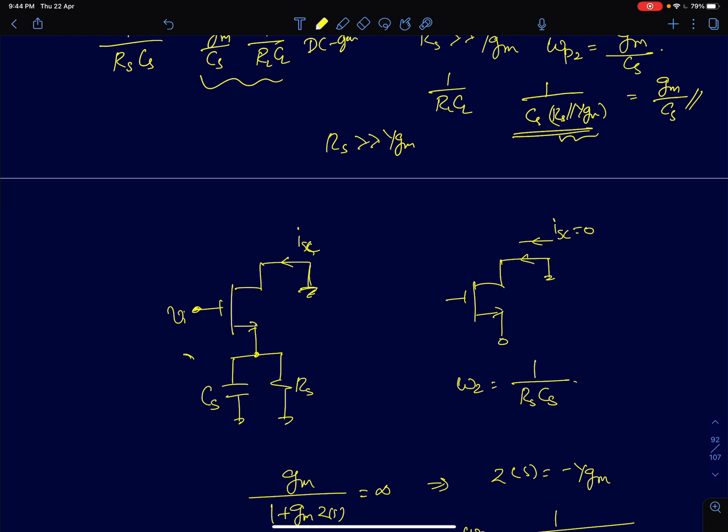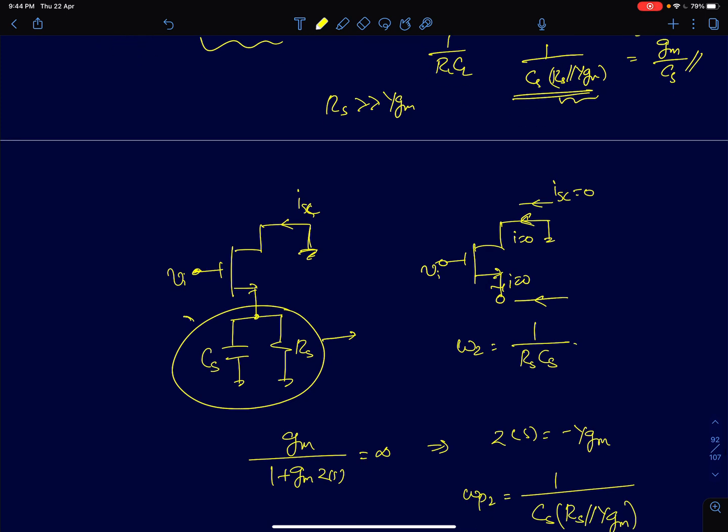Here the condition for zero occurs if your source impedance is open. If this impedance acts like an open circuit at some value of s, then the current flowing through this will become 0 because there is no path for the current to flow. We have already discussed that we have a parallel RC circuit. When Rs becomes equal to minus 1 by sCs, this impedance blows up to infinity. From that we get the zero as minus 1 by RsCs.